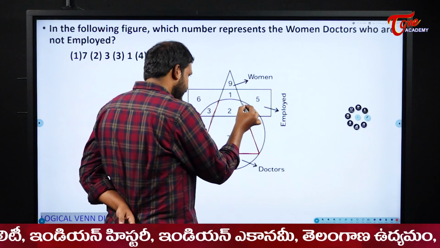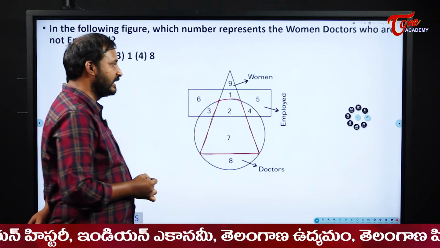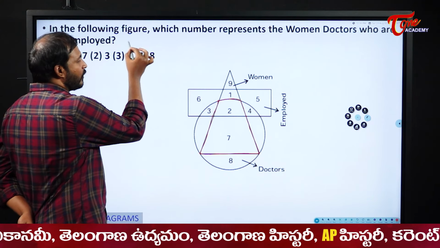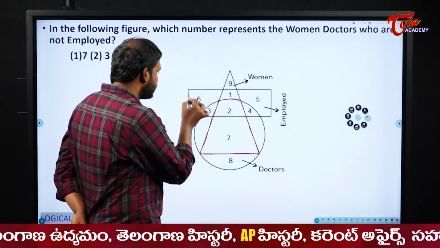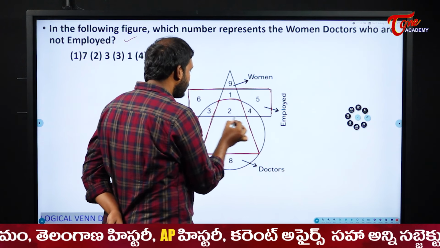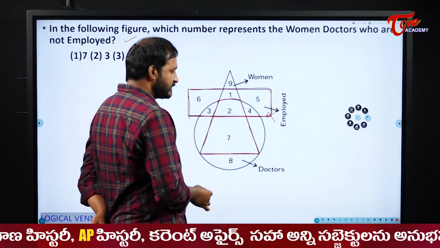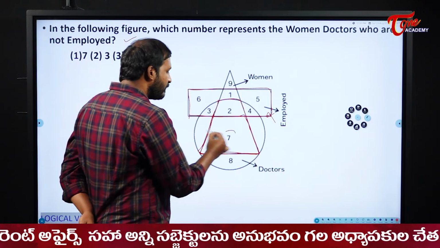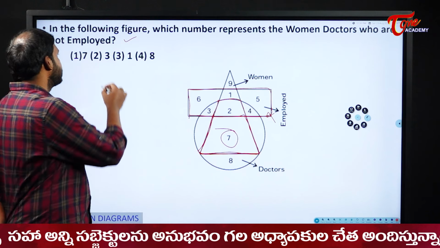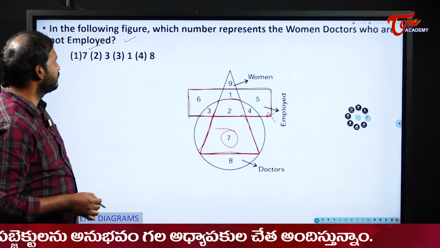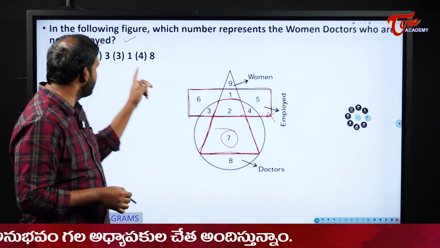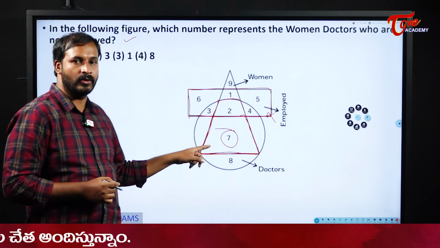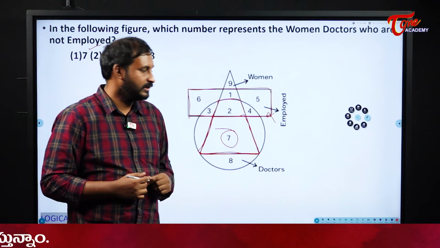This is the circle and triangle intersection portion. Who are not employed? Employed means what? I should not consider this rectangle, right? Not employed. So if I don't consider this rectangle, my required area becomes this one, right? So what will be my answer here? Area 7. Number 7 represents the women doctors who are not employed. This 7 region will represent my answer.